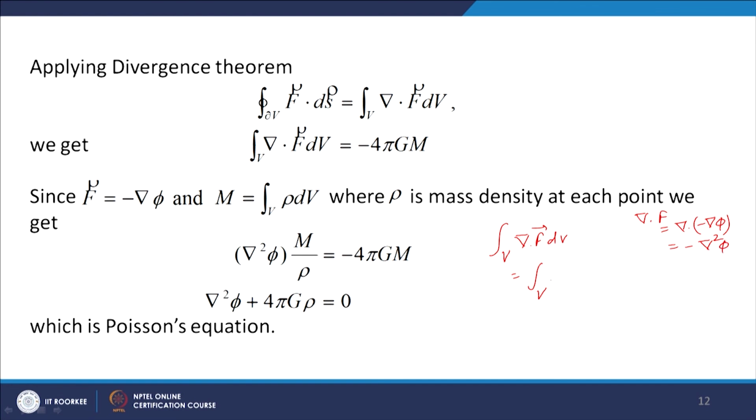So, we will get here minus del square phi into dV, and this will be equal to minus del square phi into the integral over V of dV, and this is the volume. So, this volume is equal to m over rho. So, we get minus del square phi into m by rho equal to minus 4 pi GM, and so we get del square phi equal to 4 pi G rho, which is the Poisson's equation.